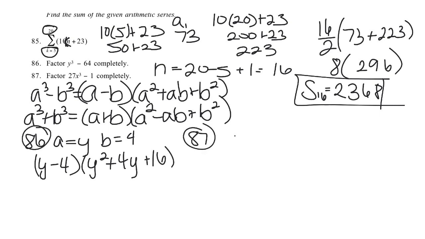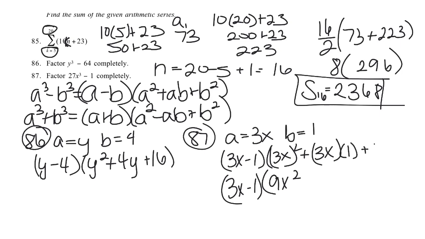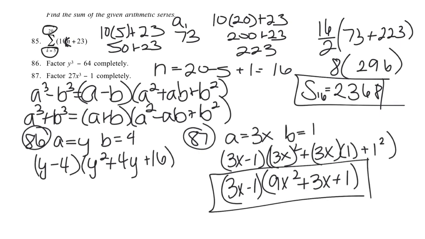For 87, your a is 3x and your b is 1. So we get 3x minus 1, it's minus again. 3x squared is 9x squared plus 3x times 1 plus 1 squared. So plus 3x plus 1. It cannot be factored any further, so you're done at that point.